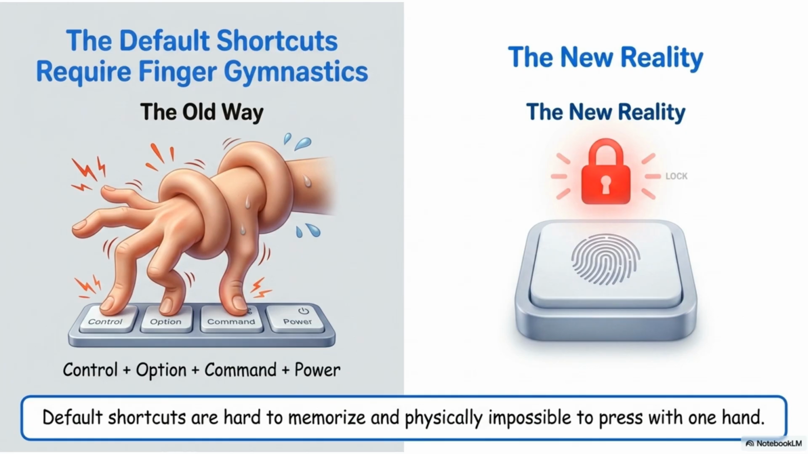The default shortcuts require finger gymnastics. Now, macOS does have built-in shortcuts, but they aren't very user-friendly. Most require finger gymnastics, pressing 4 keys like Command, Option, Control, and the power button all at once. It's almost impossible to do with one hand. Plus, on modern Macs with Touch ID, the power button often just locks your screen or triggers the login window instead of showing the power menu. We need a better, faster way.